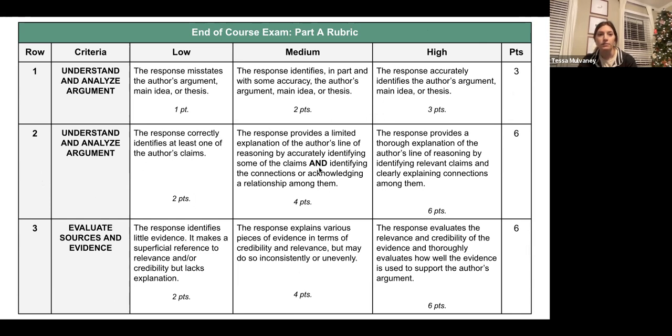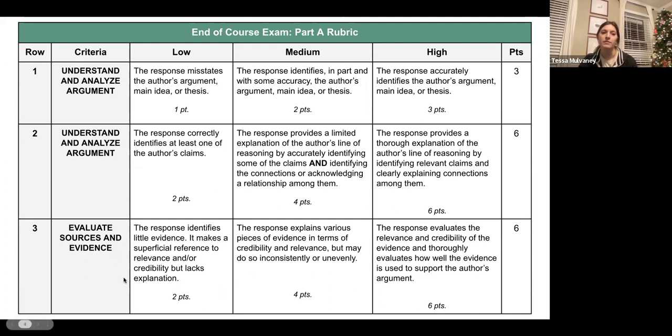The second row is question 2. The response provides a thorough explanation of the author's line of reasoning. So what those 3, typically it's 3 claims are, and clearly explaining the connections among them. So in the next couple of days, when we get to strategizing about question 2, we'll talk about and review those signal words, how ideas are connected with words that mean and, or, but, etc.